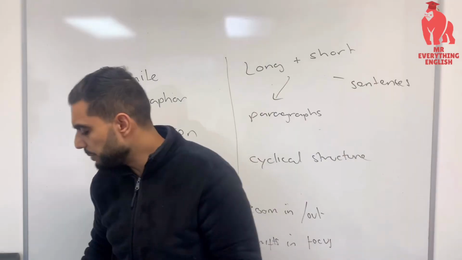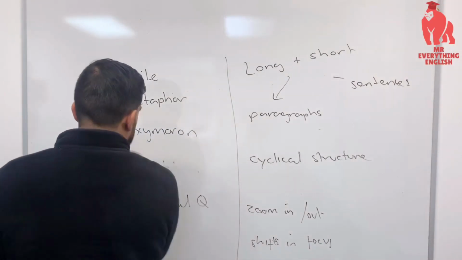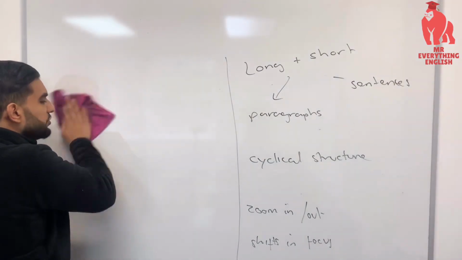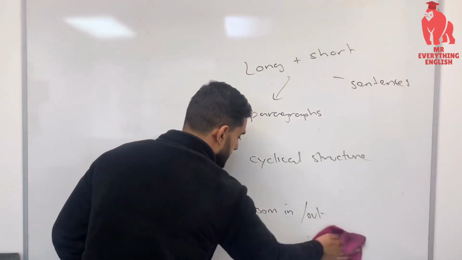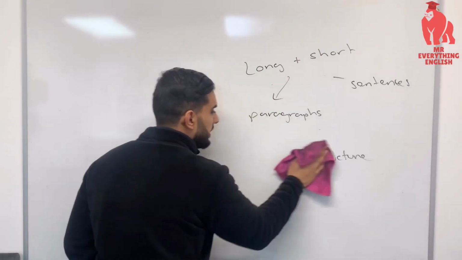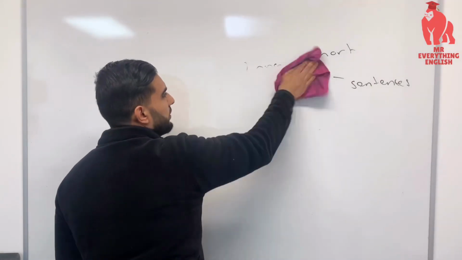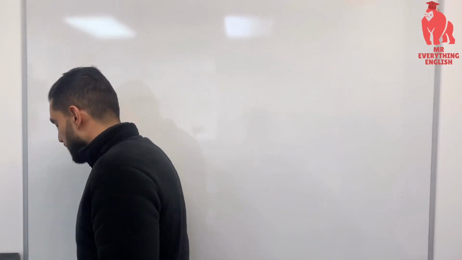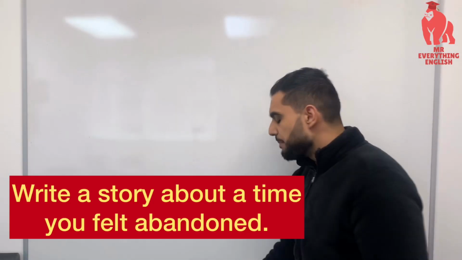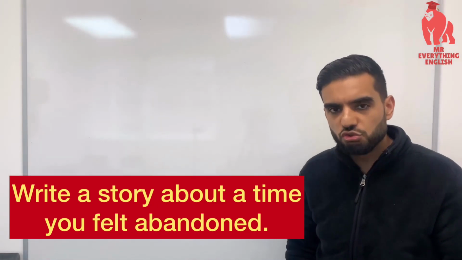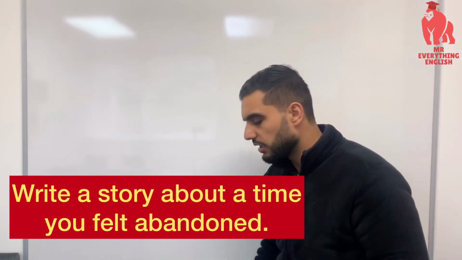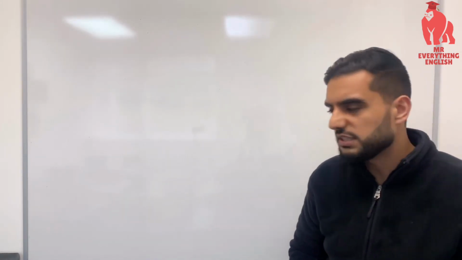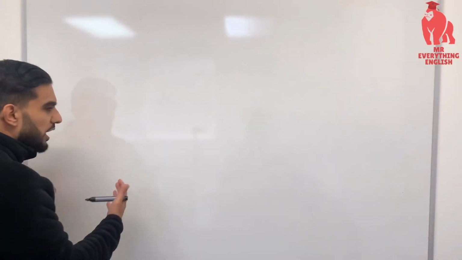Now let's actually plan an answer. And how does it look like when you plan an answer? So, imagine the question said, let's do last year's question from the GCSE. So guys, last year the question said, write a story about a time that you felt abandoned. Now imagine that was the question. Write a story about a time that you felt abandoned. The first thing I must think of is my plot. That's the first thing. So guys, again, I'm just thinking on the spot.